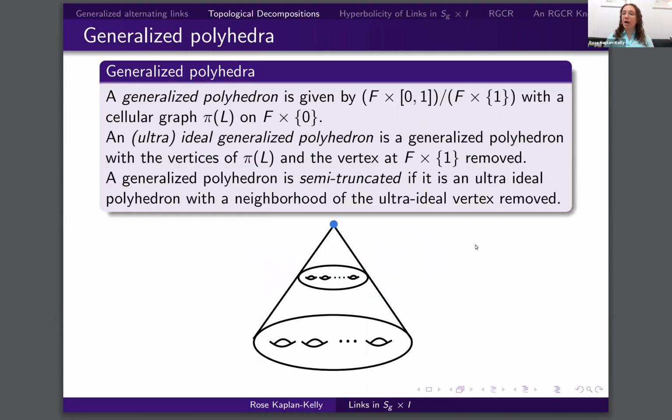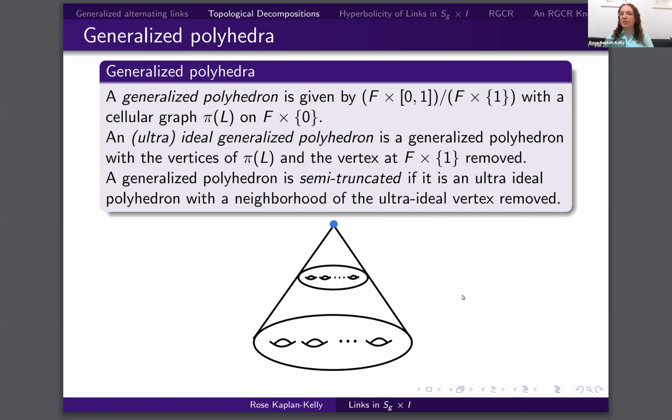In order to study the complements of these links in thickened surfaces, we're going to need this notion of generalized polyhedra. A generalized polyhedron is a cone on the surface with a cellular graph on the boundary copy of the surface, so like this F cross 0. So here we have this cone on the surface, and we have a cellular graph here.